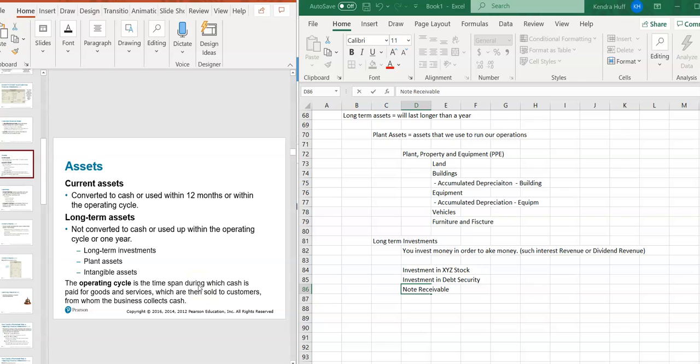Note receivables are where you loan money to somebody, and if they're going to pay you back over a longer period than a year, then it would be a long-term investment. You're going to collect interest on it.